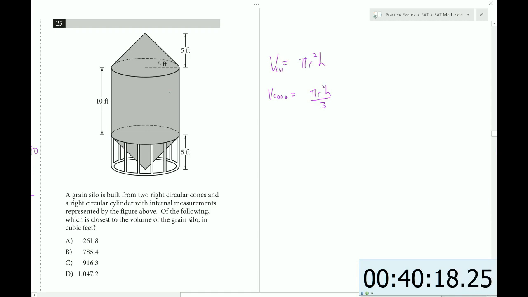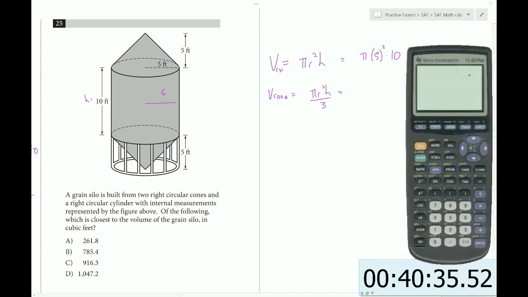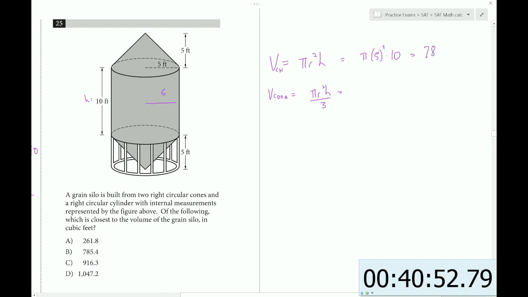So we'll start with the cylinder. The radius of the cylinder would be 5, and the height would be 10. So we get pi times 5 squared times 10. Let's grab our calculator. We put in pi times 5 squared times 10, and that gives us 785.